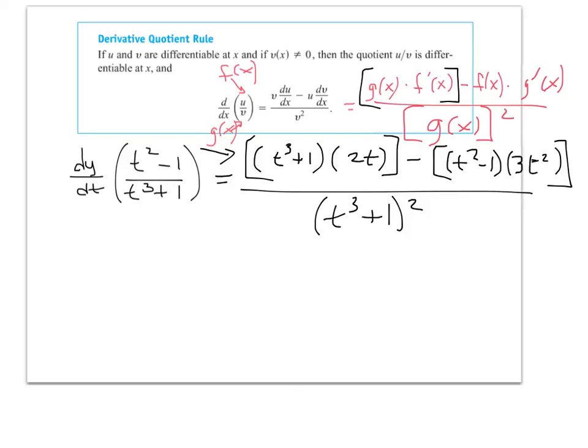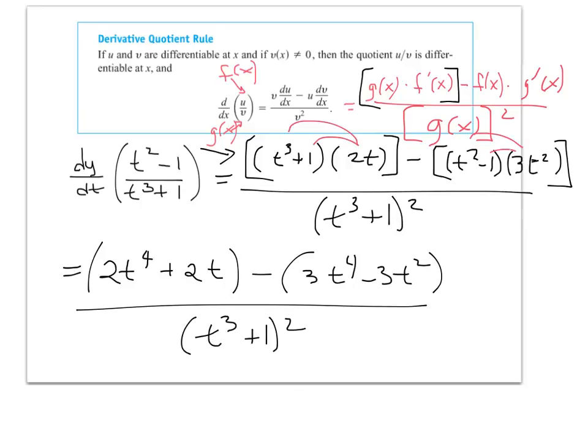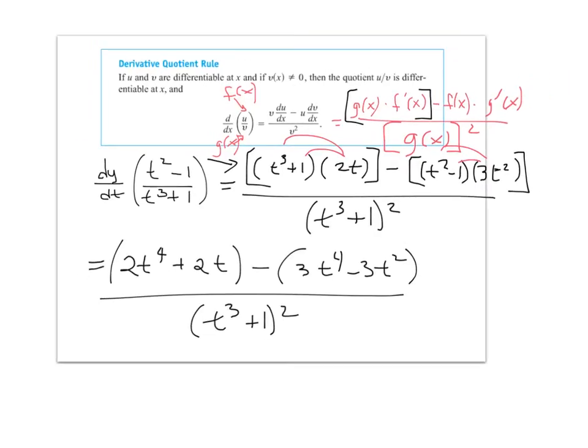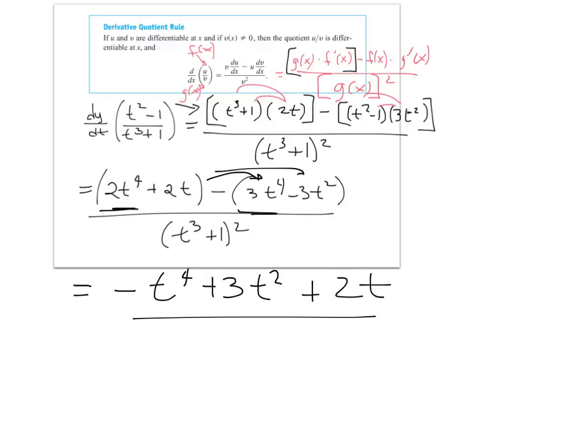You're going to make the top look a little bit better, meaning I'm just going to multiply all this stuff out. So I'm going to have, what, 2t to the 4th plus 2t minus 3t to the fourth minus 3t squared all over t cubed plus 1 squared. So all I did was just multiply, distribute all that stuff out. Okay, again, I'm hoping I'm convincing you that this class is algebra. It's more algebra in this class than anything else. And so now I collect like terms. Don't forget to distribute that negative sign. So I have a minus t to the fourth plus 3t squared plus 2t all over that square.